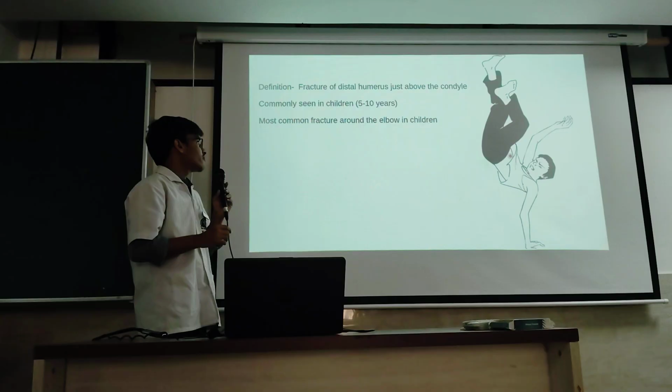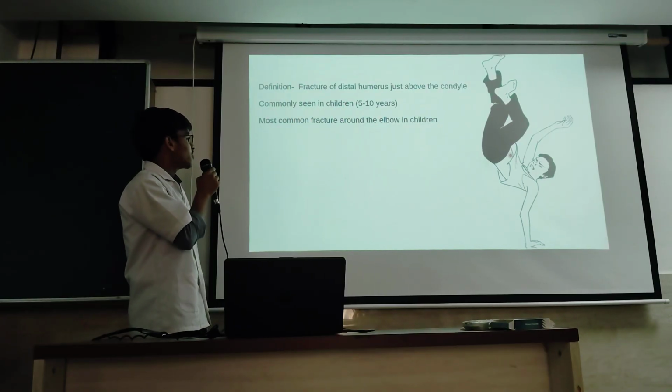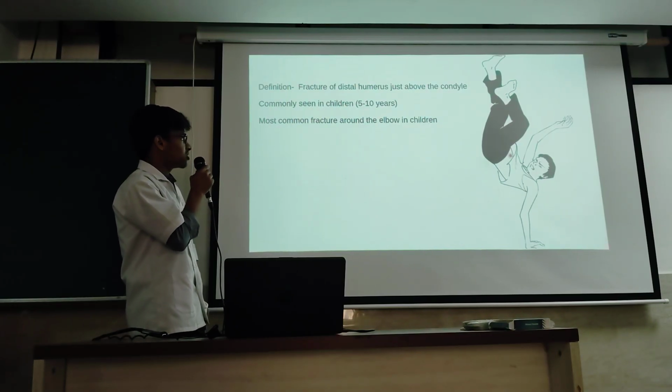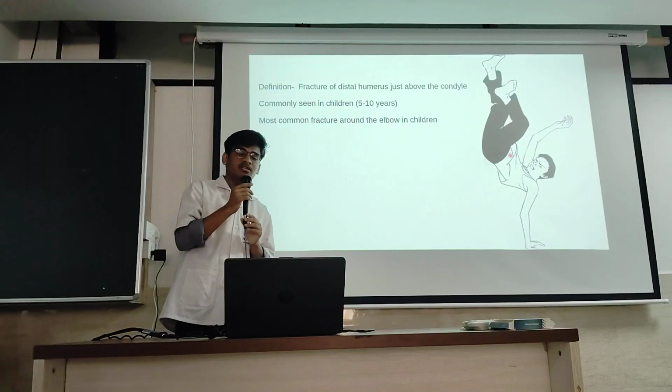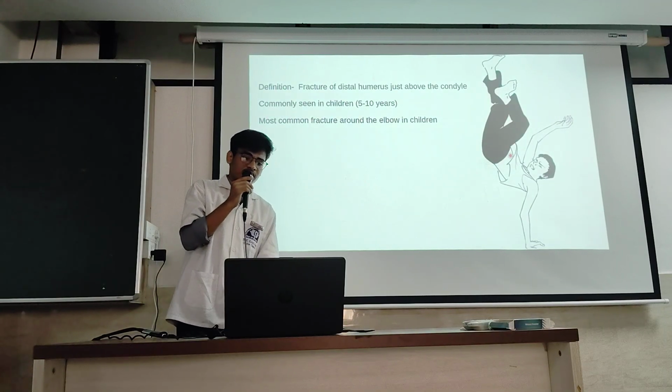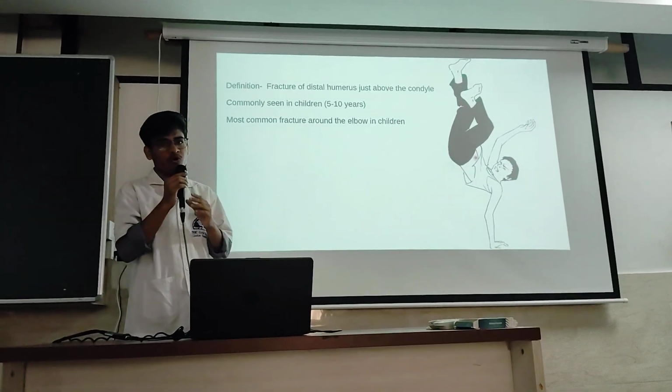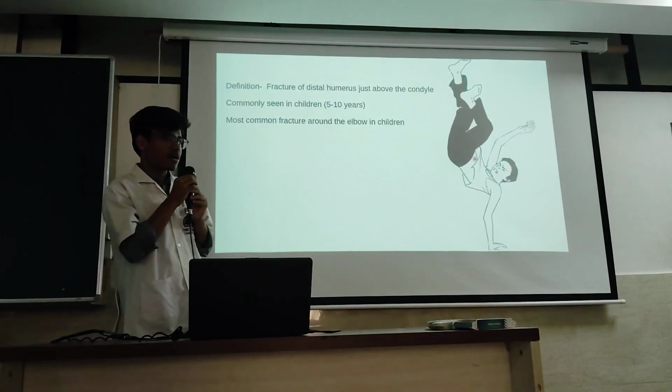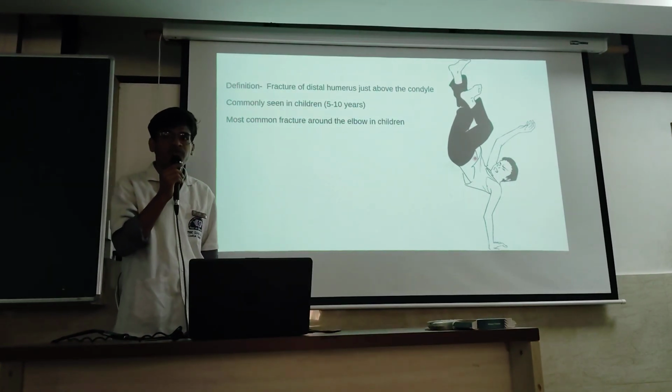Confirming the diagnosis of supracondylar fracture, let's see the definition. What is supracondylar fracture? It's a fracture of the distal humerus just above the condyle, commonly seen in children of age group 5 to 10 years. It is most common in children due to less mineralization and porous bone in children, also due to frequent falls in children.